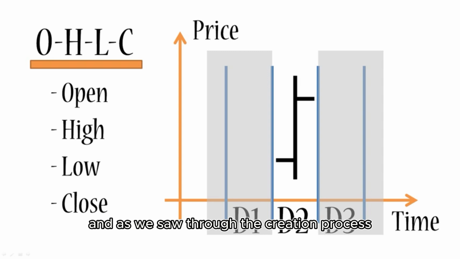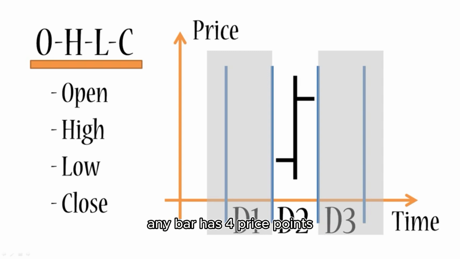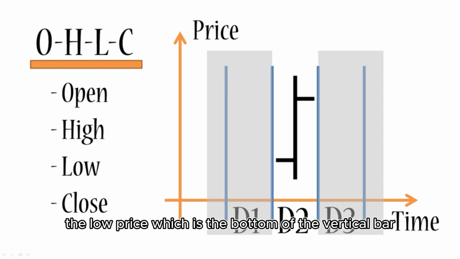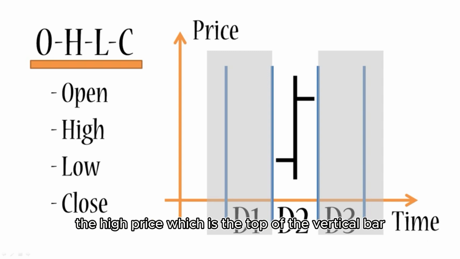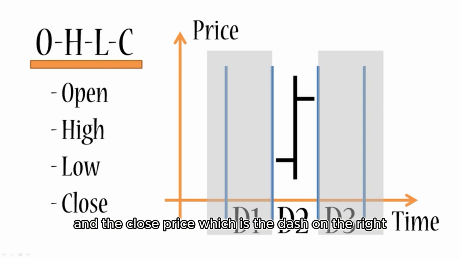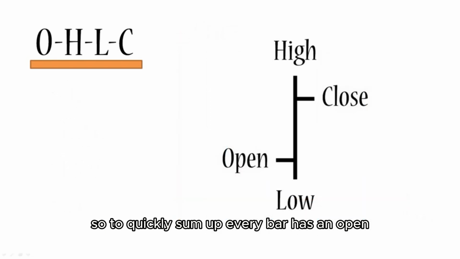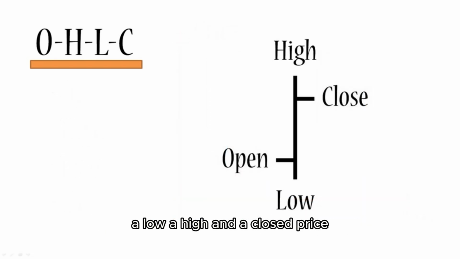And as we saw through the creation process, any bar has 4 price points. The open price, which is the dash on the left, the low price, which is the bottom of the vertical bar, the high price, which is the top of the vertical bar, and the close price, which is the dash on the right. So to quickly sum up, every bar has an open, a low, a high, and a close price. And that's where the abbreviation OHLC comes from.